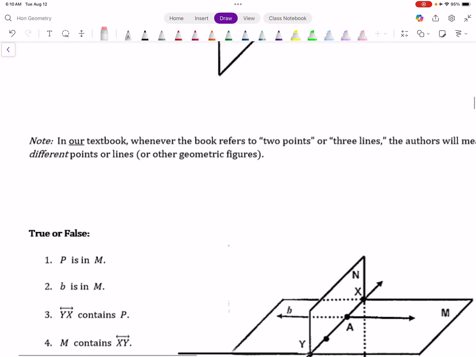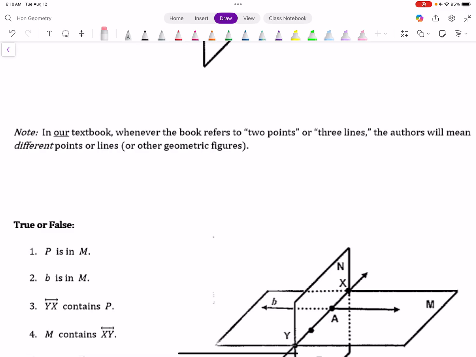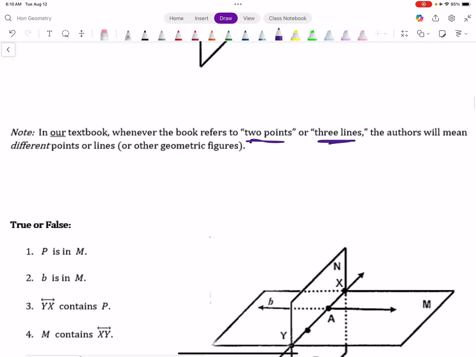In the textbook, in our book, they do something we just got to make note of. Whenever the book refers to 2 points or 3 lines, they automatically mean 2 different points or 2 different lines, which is not necessarily always the case. Somebody can say 2 lines, and, let me show you.